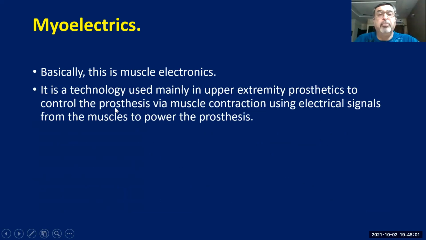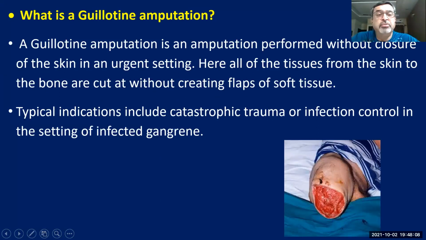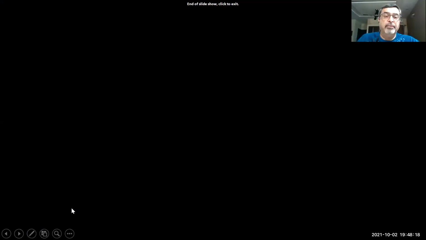A guillotine amputation is an amputation performed without closure of skin in an urgent setting. Here, all the tissues from skin to bone are cut without creating a flap. Typical indications include catastrophic trauma or uncontrollable infection, like in infected gangrene. So this finishes off.